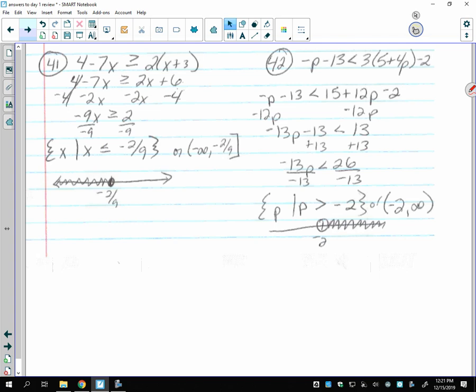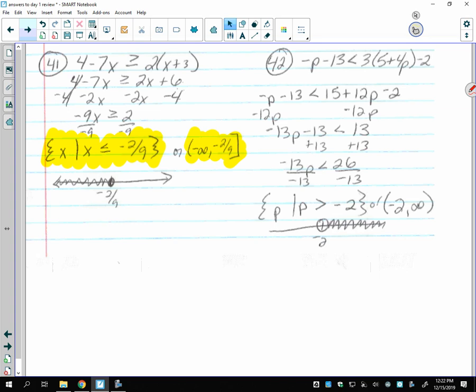But I got negative 2/9. Remember, fractions are our friends. So I'd rather have that than negative 0.2 repeating. And I got x is less than or equal to negative 2/9 because I divided by a negative. So this is set notation, or interval notation would be everything from negative infinity to negative 2/9. Because there's a line underneath it, it's a bracket.